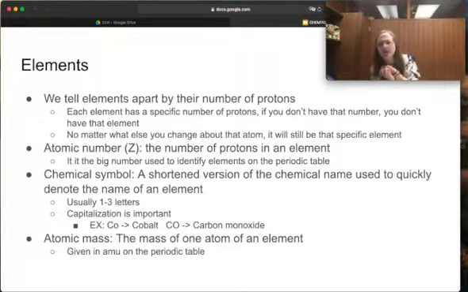However, how do we start to tell elements apart from each other? Well, we tell them apart by their number of protons. So each element has a specific number of protons. If you have that number of protons, you have that element. If you do not have that number of protons, you do not have that element.